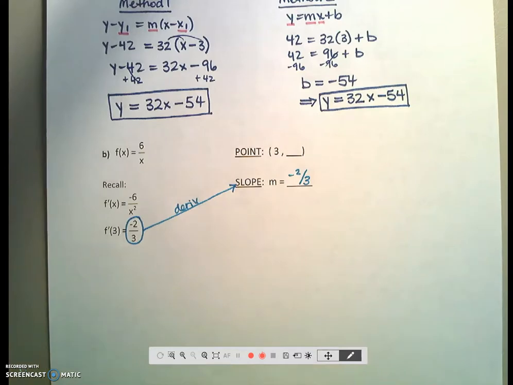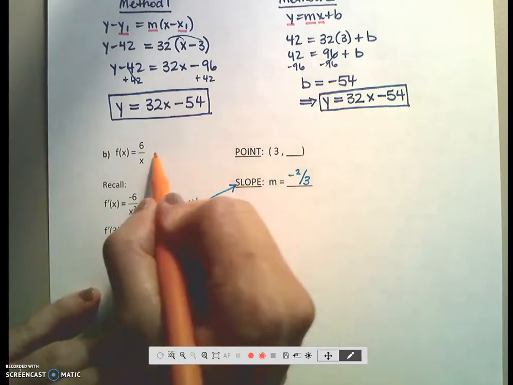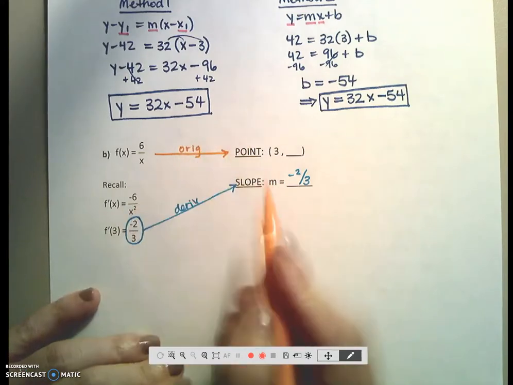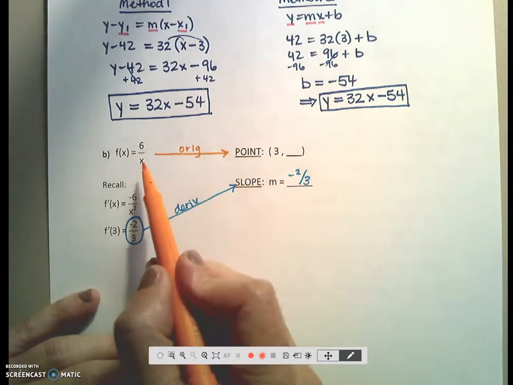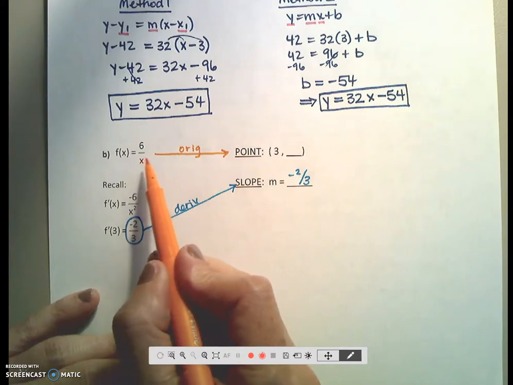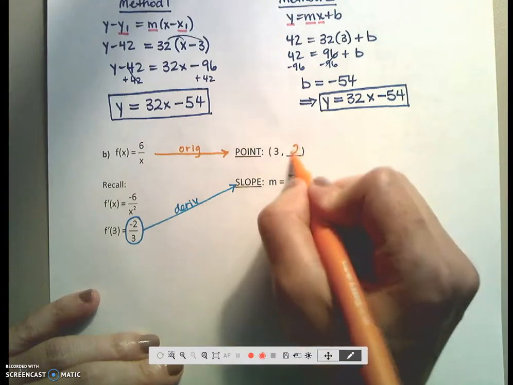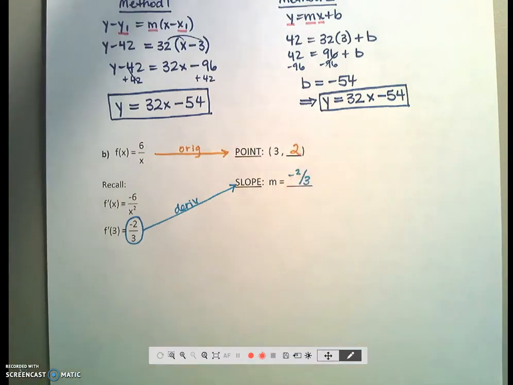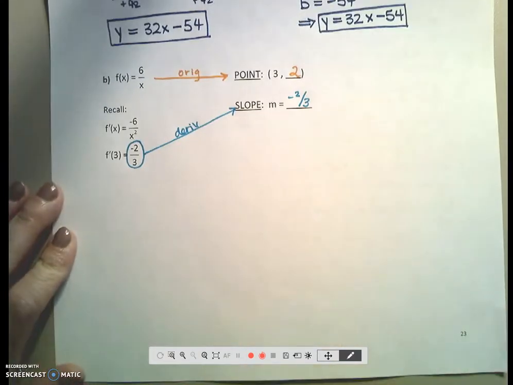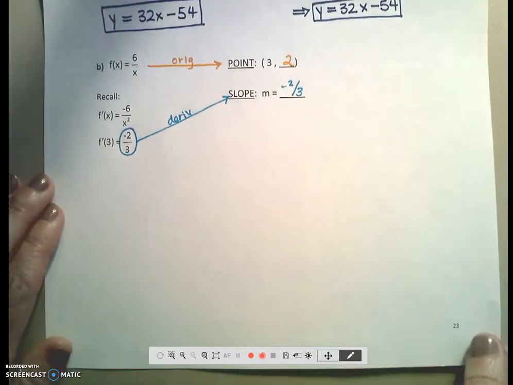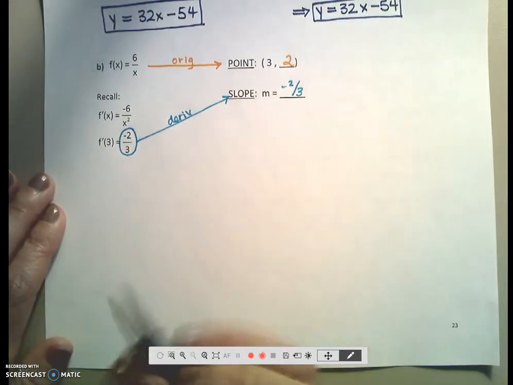But the other thing we need is a point. The point comes from the original. If I plug 3, I don't need the calculator, do I? If I plug 3 in right here, what's 6 divided by 3? It's 2. So you just use the function itself to finish the point. Okay, and then now, method 1 or method 2, whichever one you like. I'm going to write them both out, and then you guys can just do whichever one you want and check against what I'm writing.